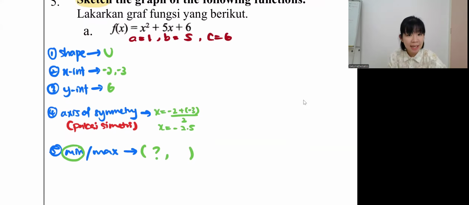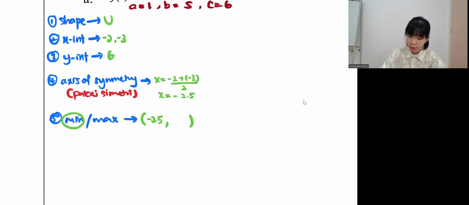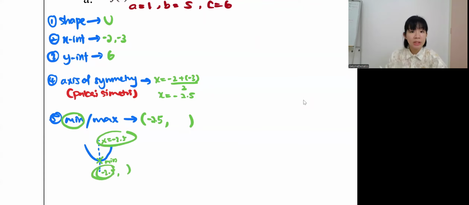The x coordinate is always the same as the axis of symmetry. Yes, it's -2.5. Okay, you always have to understand this thing. Let's say if it's a happy face, this line, the axis of symmetry, is exactly in the middle. So this line is actually the same location as the minimum point. If the x is -2.5, then the minimum point x is also -2.5. The line and this x coordinate are always the same.